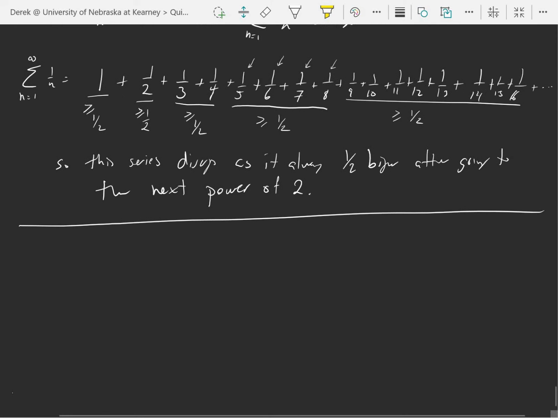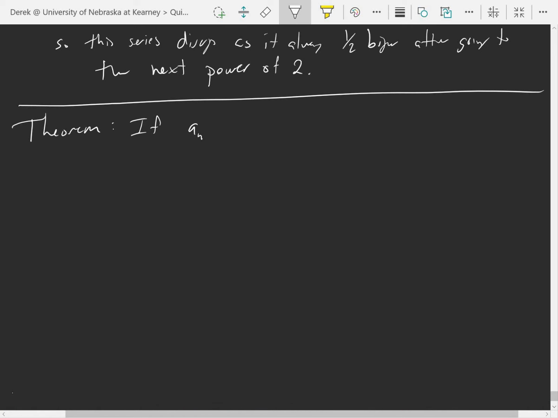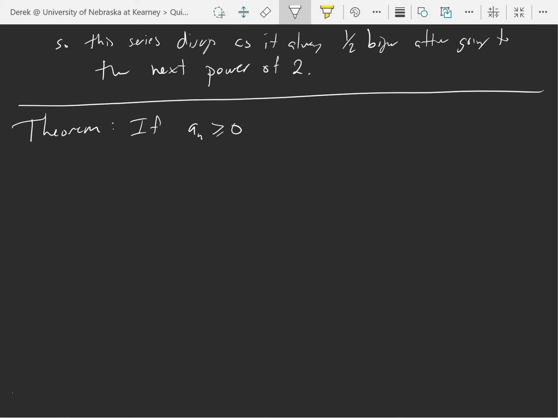So let's say one more theorem here. So this theorem, if a sub n is positive, or non-negative actually, for all n, then the sum from n equals 1 to infinity of a sub n converges if and only if the sequence of partial sums is a bounded sequence.